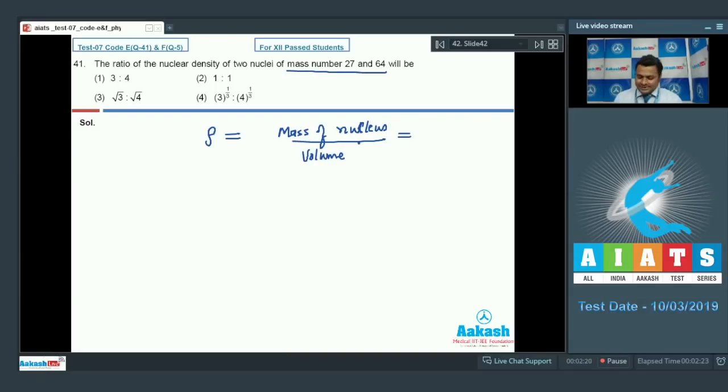Nuclear mass can be written as total number of nucleons multiplied by mass per nucleon. So total number of nucleon will be mass number. Volume will be 4 by 3 pi r cube. So therefore density will be given as m into A, where A is atomic mass number. 4 by 3 goes at numerator. Pi, r is given as r naught A to the power 1 by 3 whole cube, where A is atomic mass number.